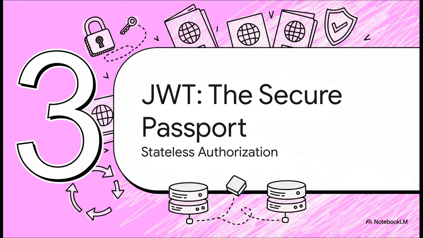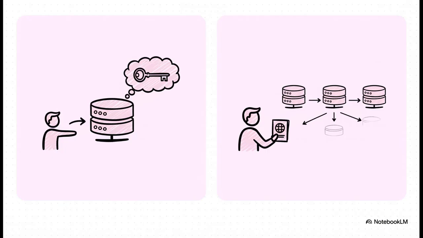Okay, but wait a minute. This raises a really important question. If the server is stateless and forgets us every single time, how do we handle things like logging in or accessing private data? This is a major checkpoint, and the answer lies in a modern approach to something called authorization. And this table just nails the difference. See, the old way, on the left, was session-based.